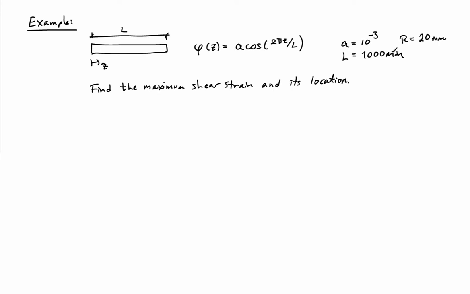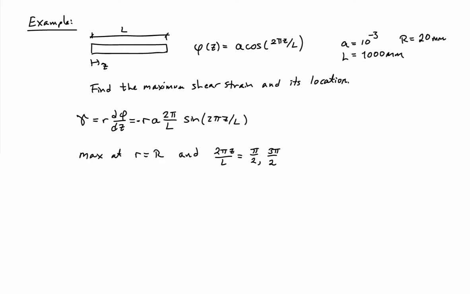Okay, so this is a fairly straightforward problem. We know that the shear strain is always going to be r d phi dz in a circular bar. So I can plug in my expression for phi and take the derivative. I'll have minus r a 2 pi over L sine 2 pi z over L. And this is going to be maximized when r is maximized, so little r equals big R, and when 2 pi z over L is either pi over 2 or 3 pi over 2, so I get plus or minus 1 out of the sine.